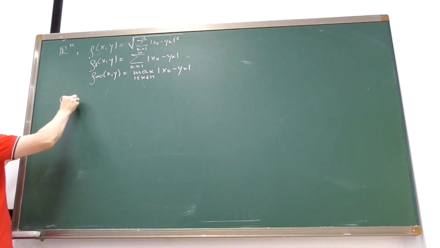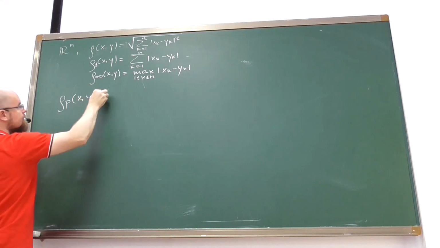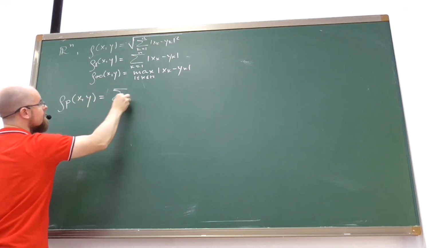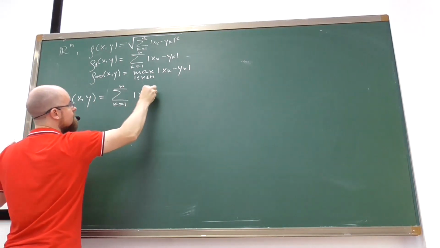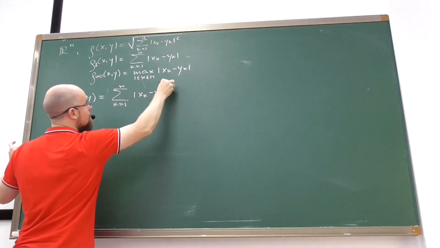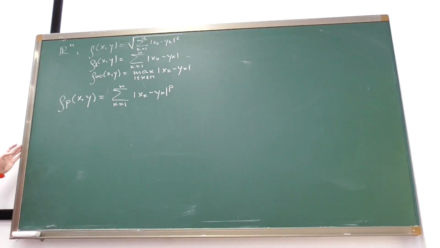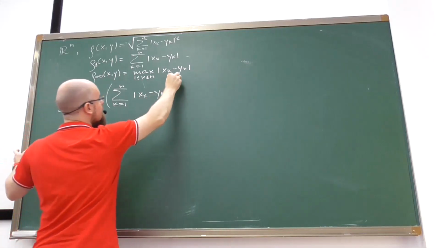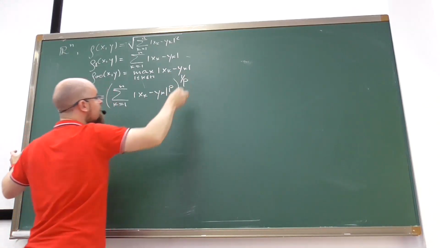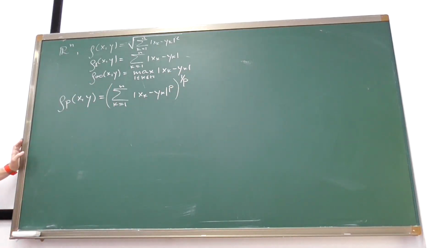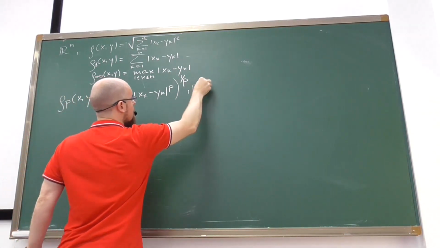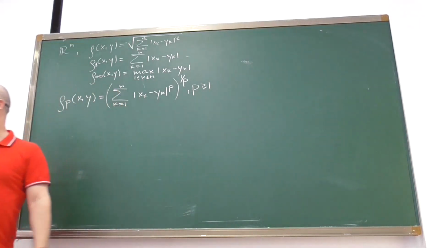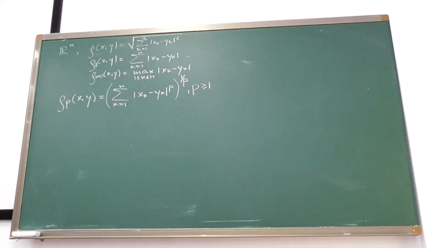Rho sub p will be this kind of a metric. So we take the absolute values, raise them to the power of p, then sum them up, and then we take the pth root out of the whole sum. We consider p greater than or equal to 1.